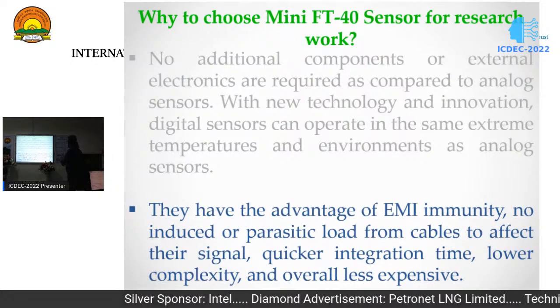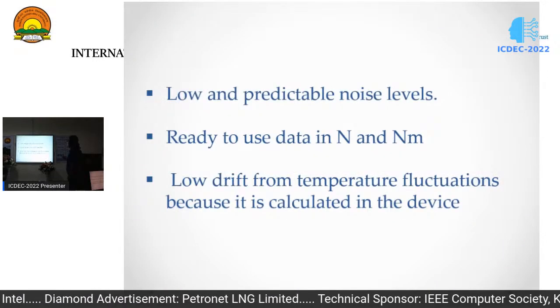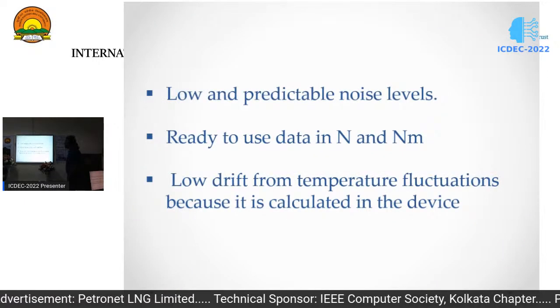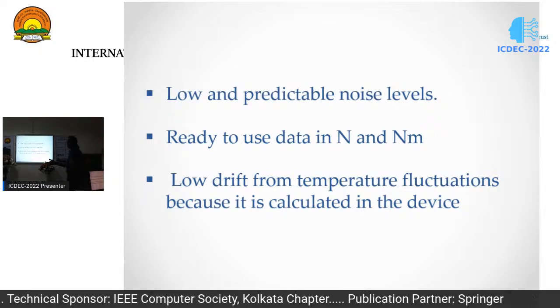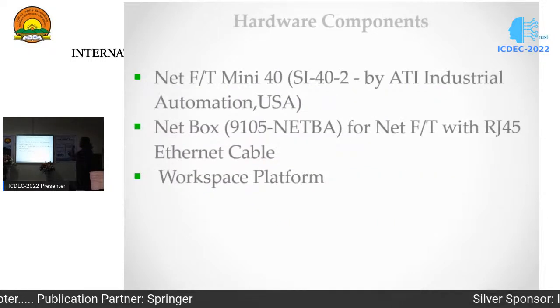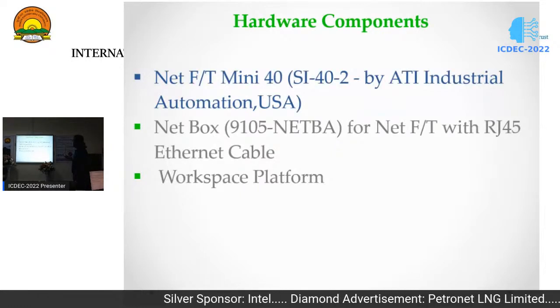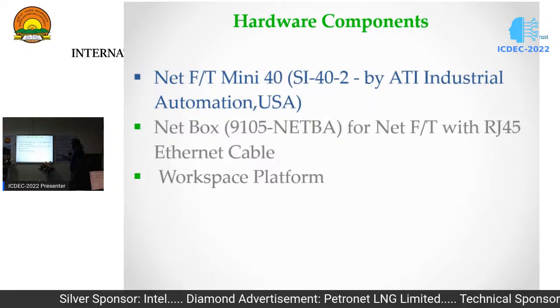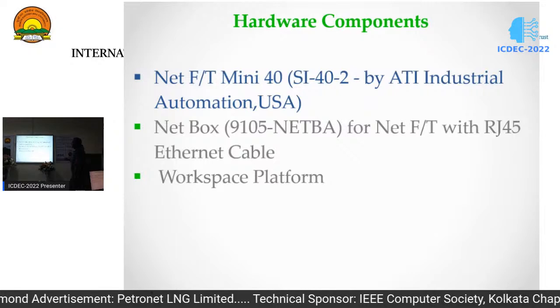So, quick integration time, lower complexity, less expensive, low noise level, ready-to-use data. No need to interpolate the data, low drift. You are giving input, but you are not getting any output, that is drift, so no drift is there in this. Yeah, I'm coming to my point. The hardware component that I use is this sensor, right? It is from India, USA. This sensor is plugged into this NET box with RJ45 cables, and some workspace is there.